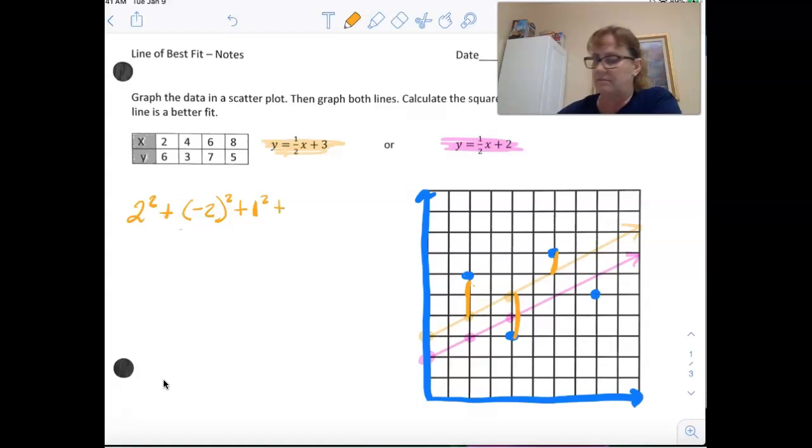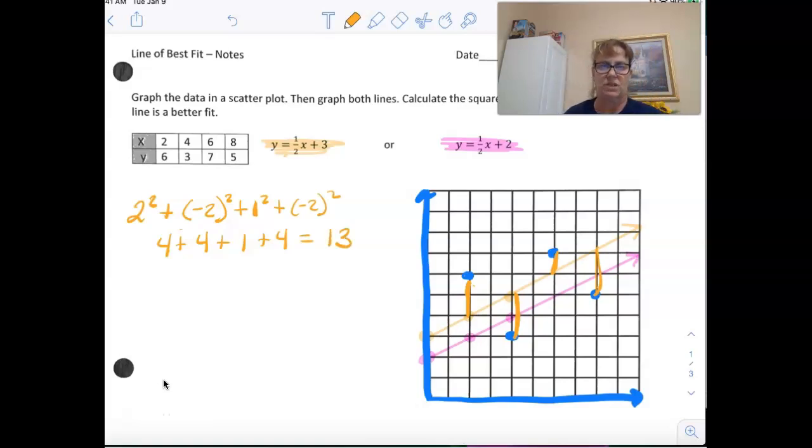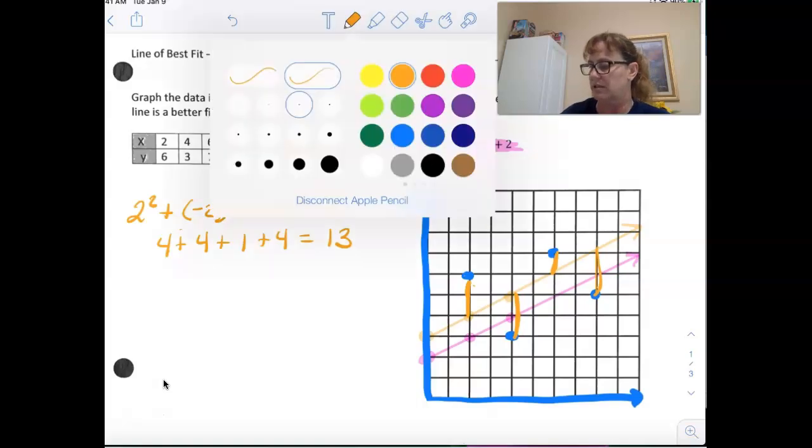We add it to this last one down here, which again, to get from the line to the data point, we had to go down. We went down 2 spaces, so this is a negative 2 squared. Now, if I add this all up, it's going to be 4 plus 4 plus 1 plus 4, which equals 13. All right, well, that's a good start.